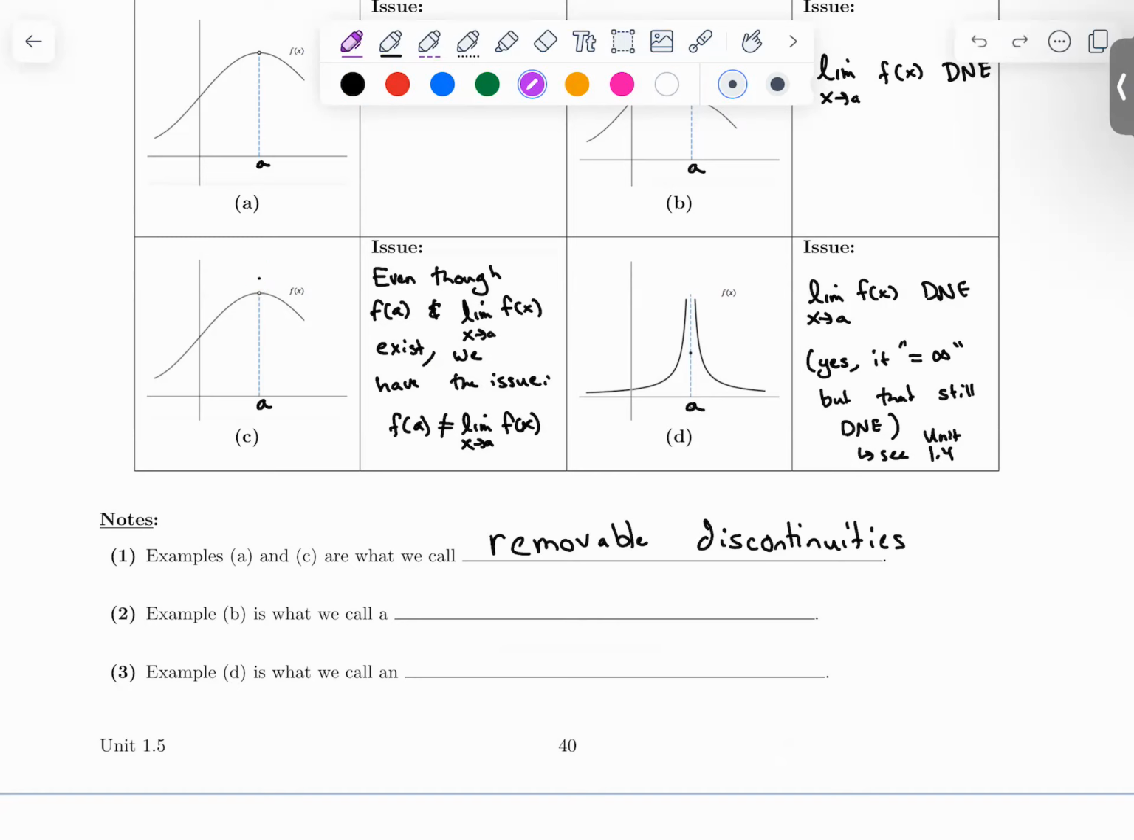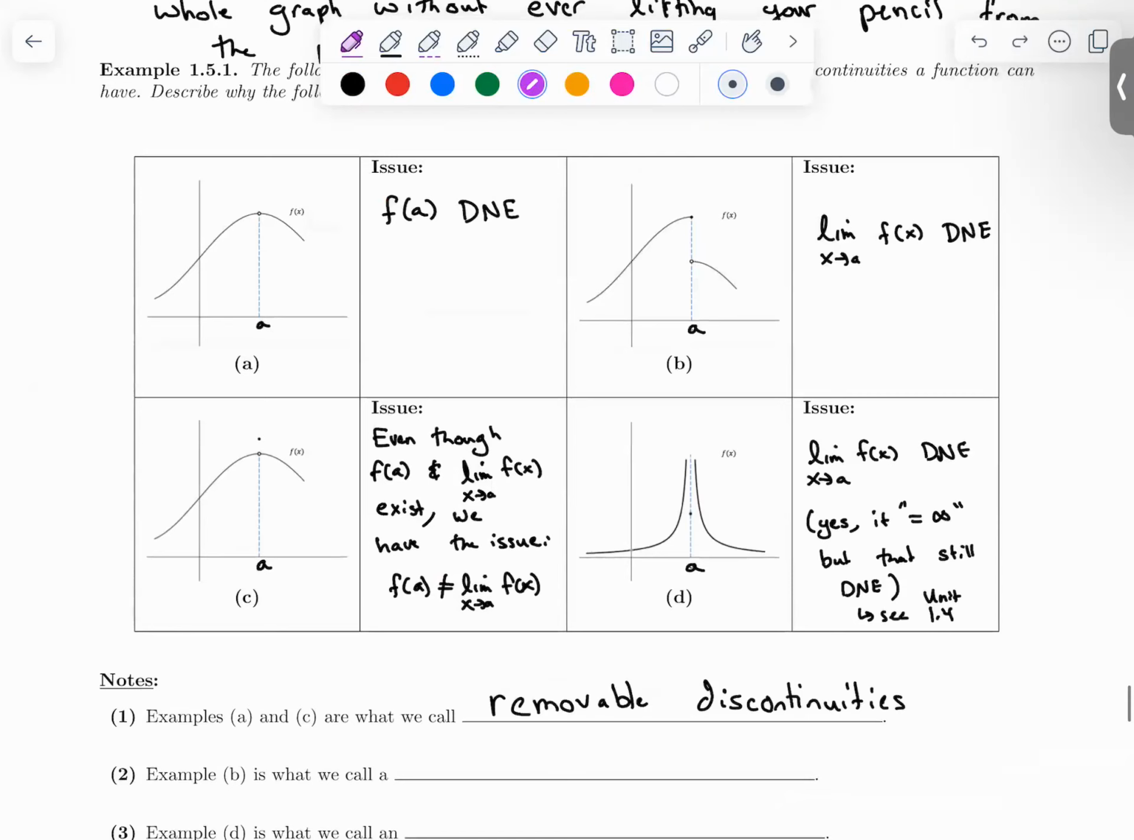And if you want to sound really intense with your family members when you go home for spring break, you can call it a removable singularity. That's what they call it in complex analysis, the study of complex calculus, which just sounds way cooler. Singularity, discontinuity, singularity, way cooler. Sounds like you're talking about a black hole.